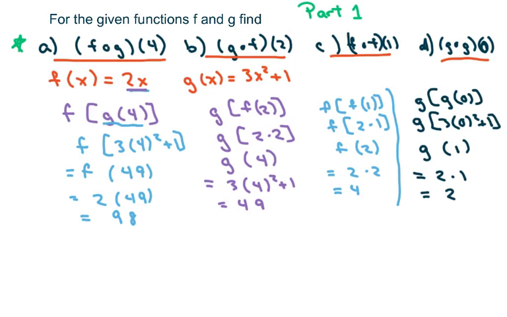Okay, like I said before, write this down, because I'm not going to write them all down again. And we're going to do another set. And I'm going to go a little faster. f of x equals 3x plus 2, and g of x equals 2x squared minus 1.